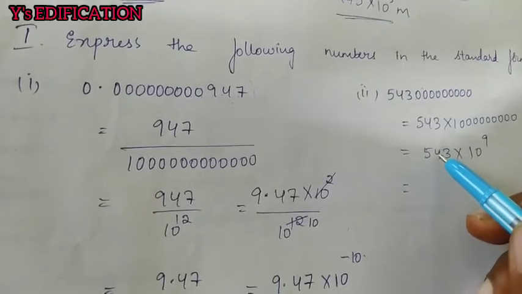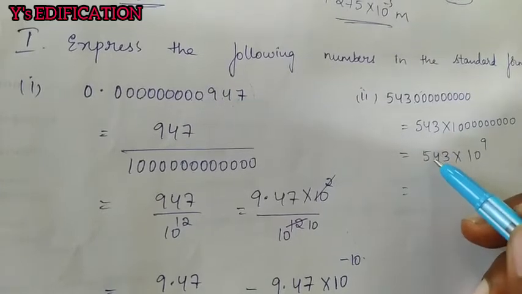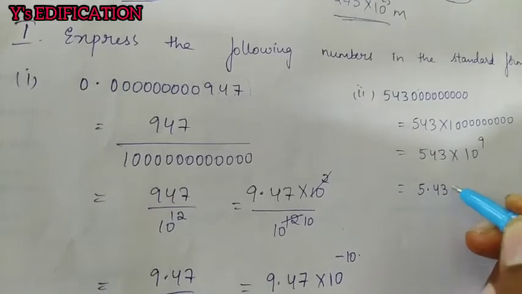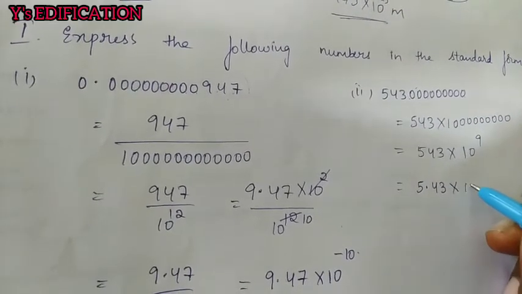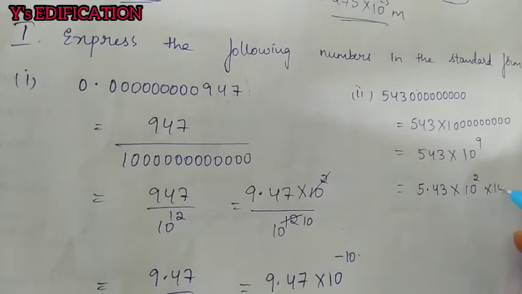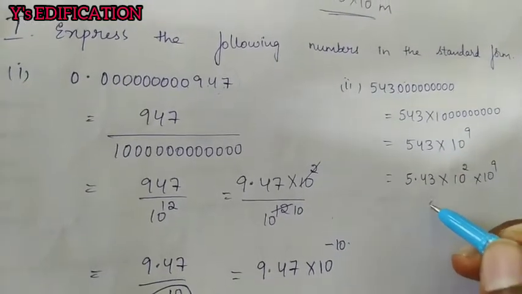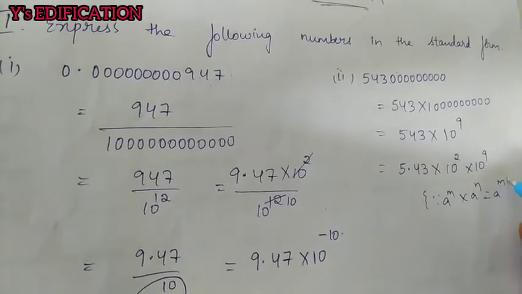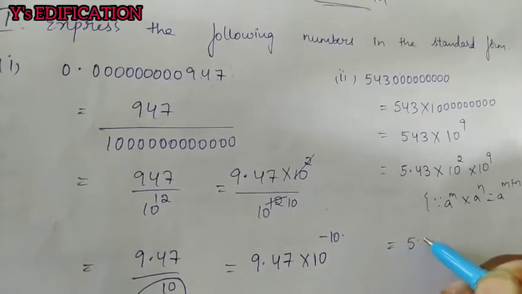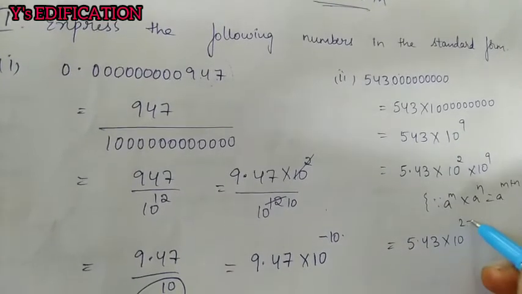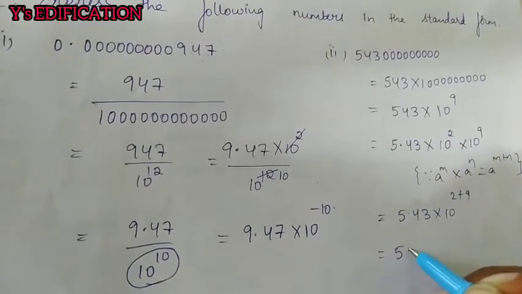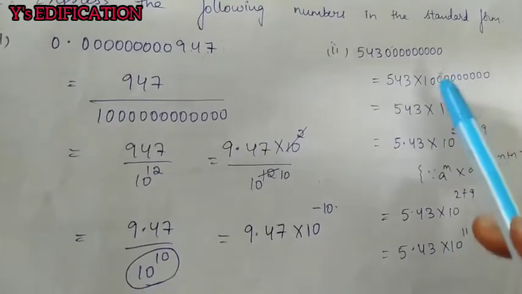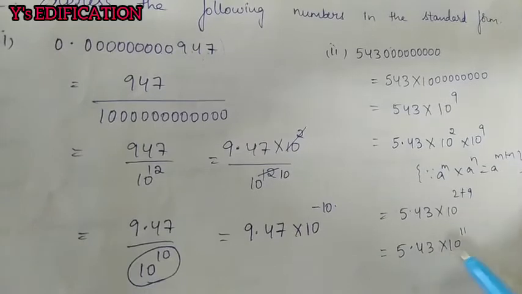So I will move these two digits after the decimal. That means I will place a point after 5. So I am taking two decimals out. So it will become 10 power 2 into 10 power 9. So what is the formula we have here? A power m into a power n is equal to a power m plus n. So that means 5.43 into 10 power 2 plus 9. It will become 5.43 into 10 power 9 plus 2 is 11. So this number can be written as 5.43 into 10 power 11.